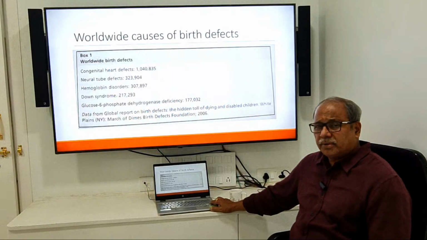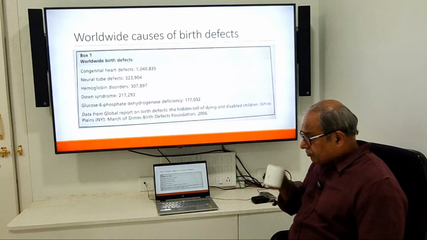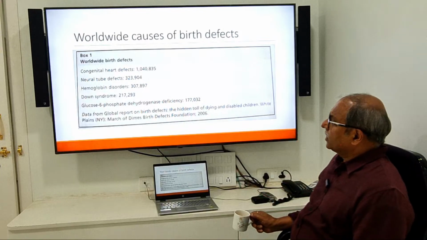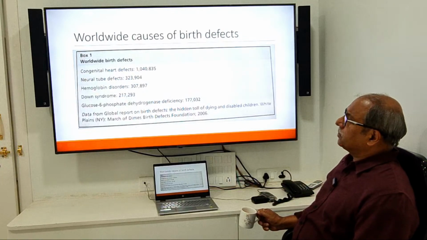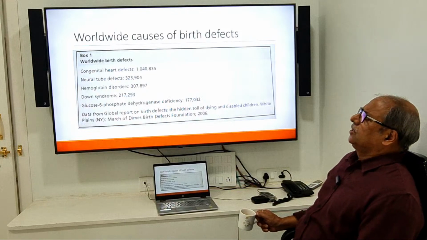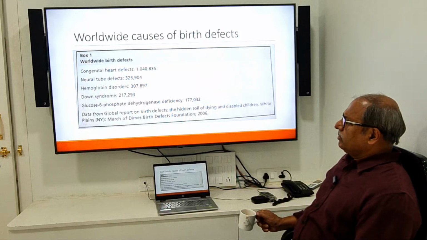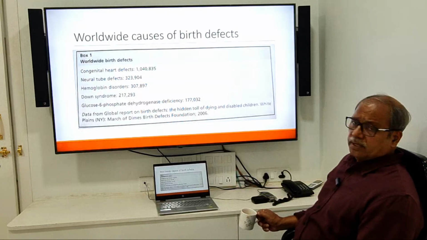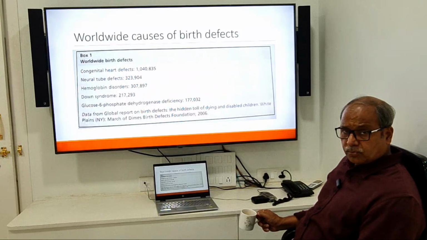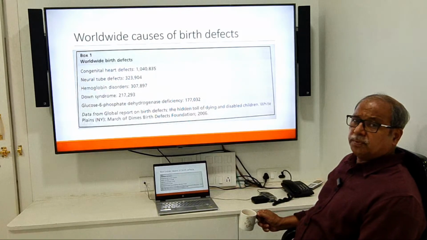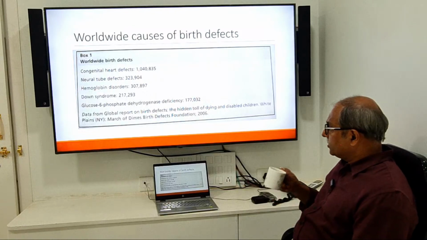But is Down syndrome the commonest birth defect? No. The commonest birth defect worldwide is heart defect, neural tube defect, then hemoglobin disorders, then fourth number is Down syndrome. So we should be more worried about heart defects while doing the ultrasound, do a fetal cardiac screening more often and more intelligently. Neural tube defects, we should see the neurosonogram also. Hemoglobin defects, we should identify the carriers. I always do and always propagate, please do at least hemoglobin electrophoresis as a primary investigation. Glucose-6-phosphate dehydrogenase deficiency.